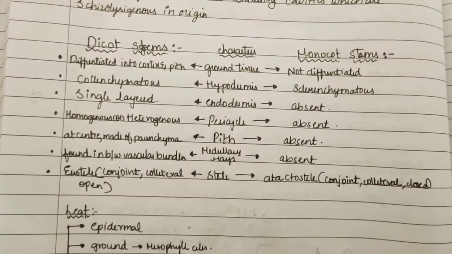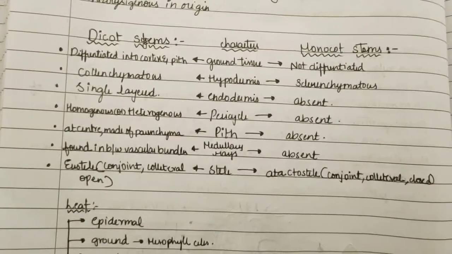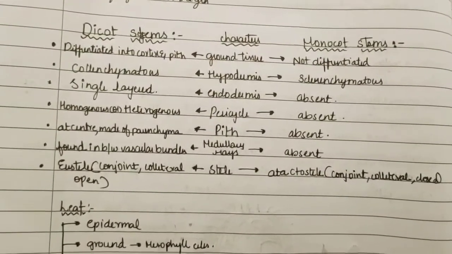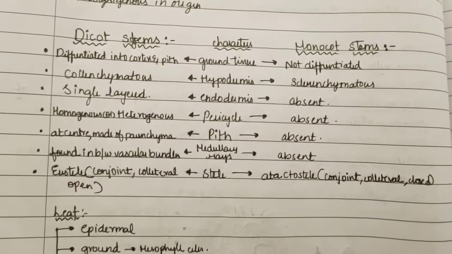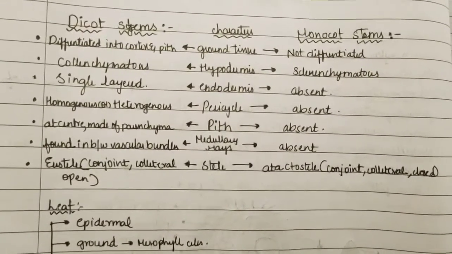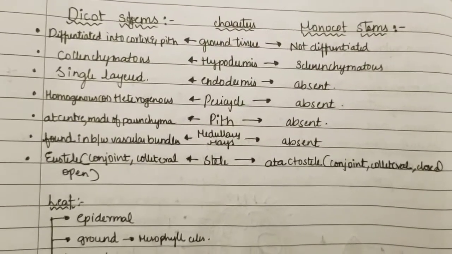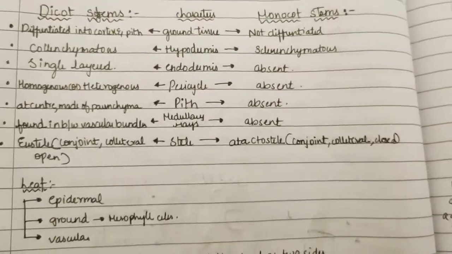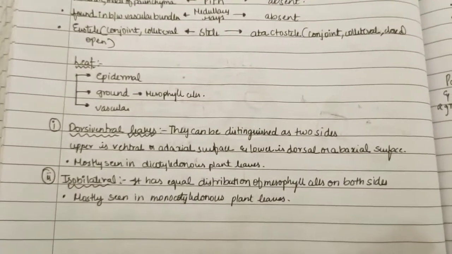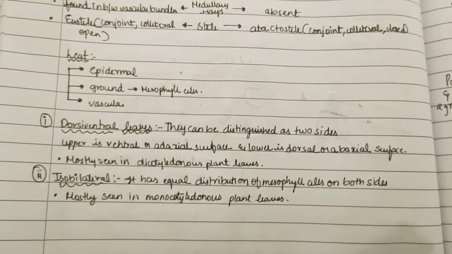Then let us move on to the differences between dicot stem and monocot stem. Ground tissue is differentiated into cortex and pith in dicot; not differentiated in monocot. Then hypodermis: collenchymatous in dicot, sclerenchymatous in monocot. Endodermis is single layered in dicot; here it is absent. In pericycle, it may be homogeneous or heterogeneous; here it is absent. Pith may be at the center made up of parenchyma; here it is absent. Then medullary rays are found in between the vascular bundles; here absent. Then stele: dicot has eustele, which is conjoint, collateral and open type. Here monocot has atactostele, which is conjoint, collateral and closed type.